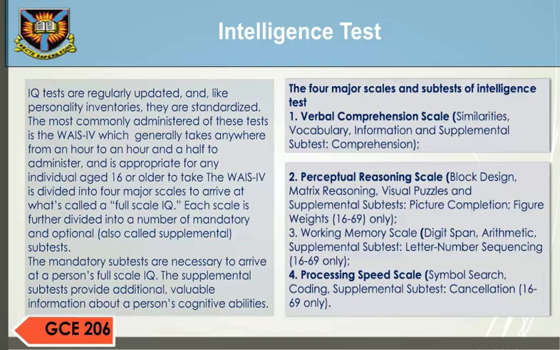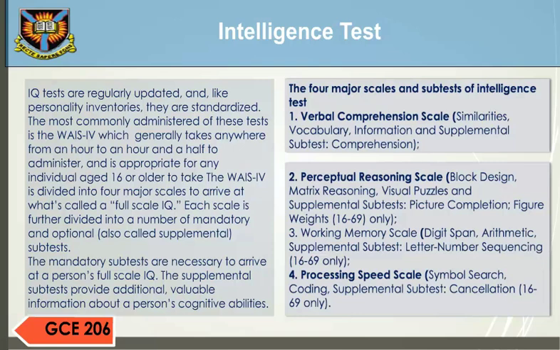The WAIS-4 is divided into 4 major scales to arrive at what's called a full-scale IQ. Each scale is further divided into a number of mandatory and optional, also called supplemental, subtests. The mandatory subtests are necessary to arrive at a person's full-scale IQ. The supplemental subtests provide additional valuable information about a person's cognitive abilities. The 4 major scales and subtests of intelligence tests.